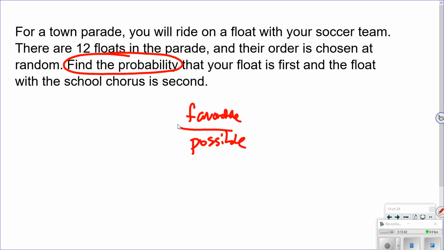Just like you guys have been doing that forever. So to find the number of favorable outcomes, there's only one. You want your boat first and the school boat second. So really there's one favorable outcome over the total number of possible outcomes.